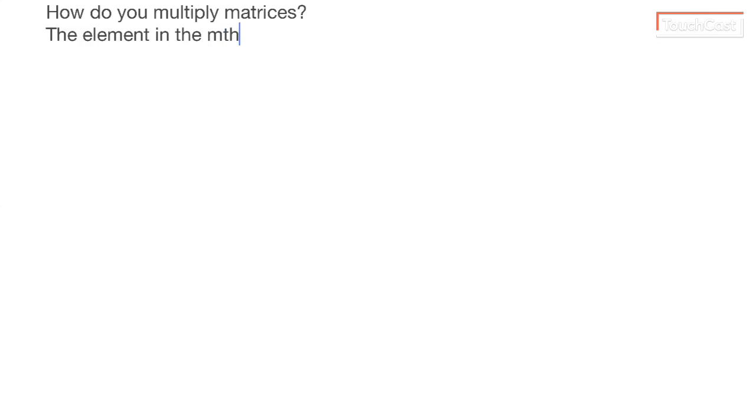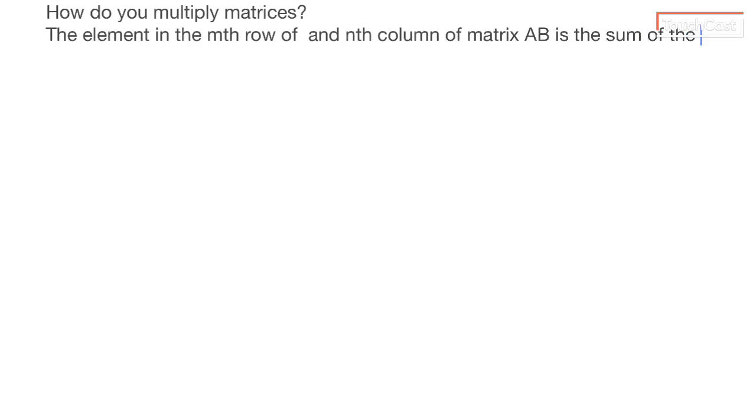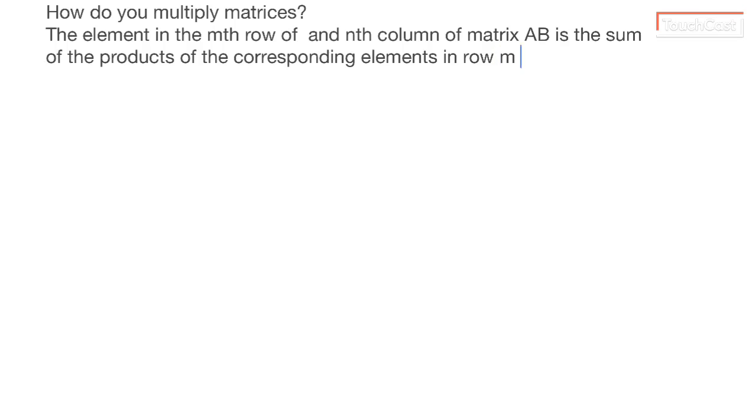So now the question is, how do you multiply matrices? Well, what we do is we say the element in the mth row and nth column of matrix AB is the sum of the products of the corresponding elements in row m of matrix A and column n of matrix B.